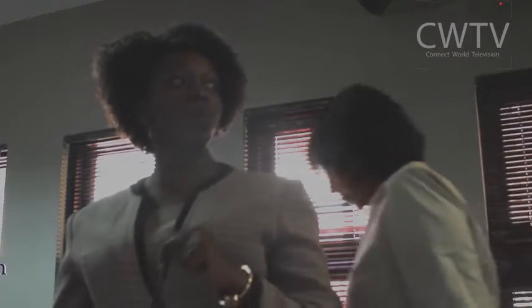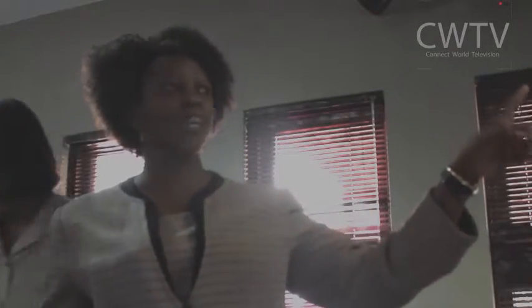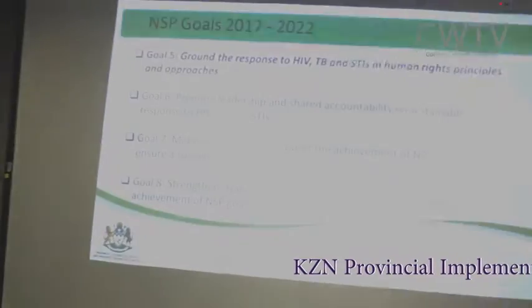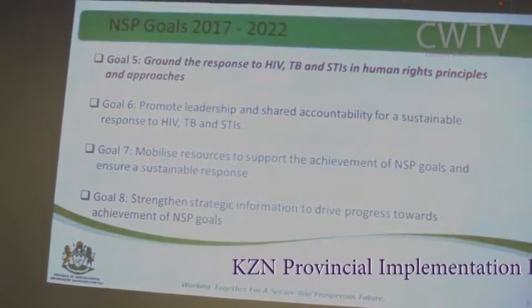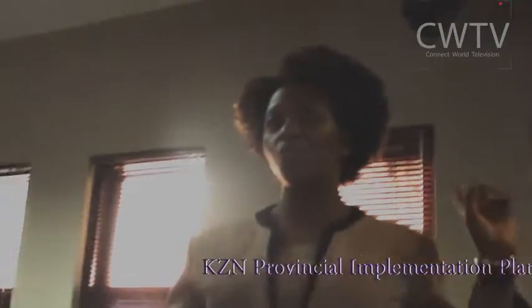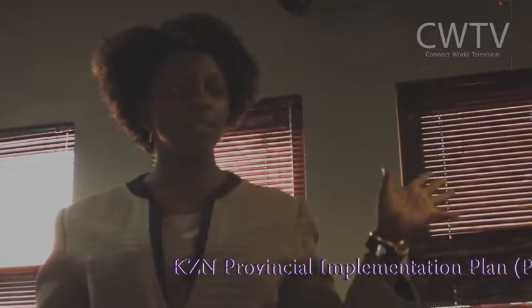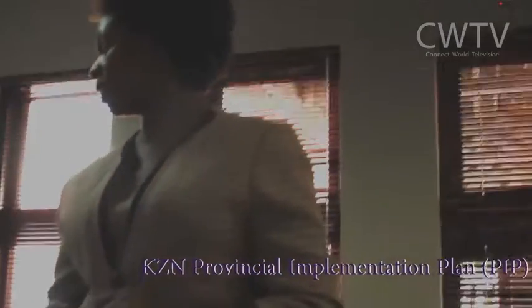Now, during the Tuesday meeting, those who are present, there was a new goal that was added. That's why it's in red. It was not in the previous draft. It's ground the response to HIV, TB, and STIs in human rights principles and approaches. So, as of last week, we had 7 goals. Now we have 8 goals.